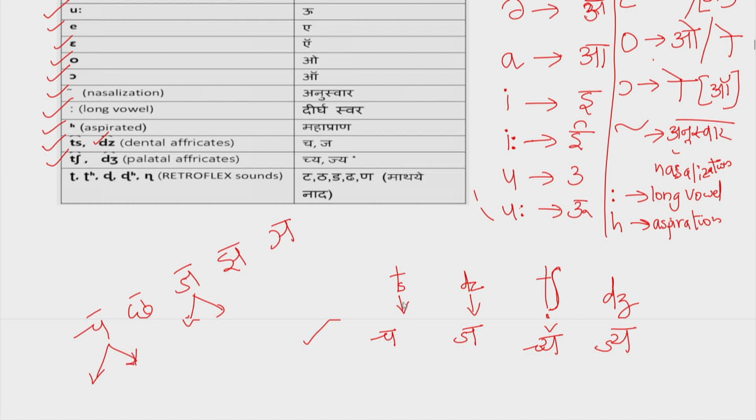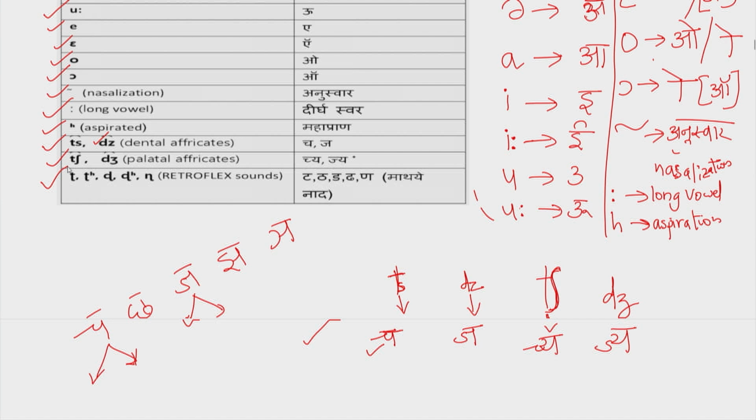So ch is a dental affricate which is written like this. So I have written this symbol for ch. For z it is d and small z. For ch it is t and s like symbol. For j it is d and z.